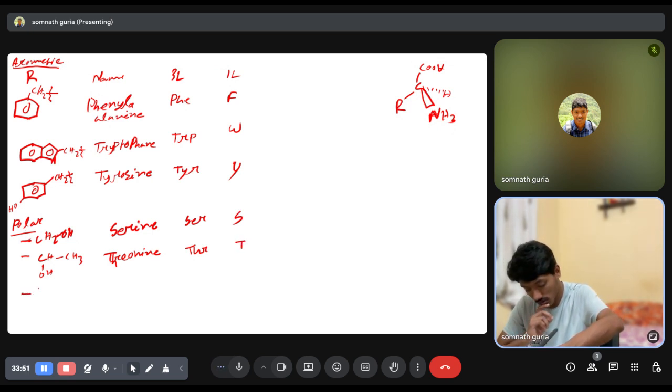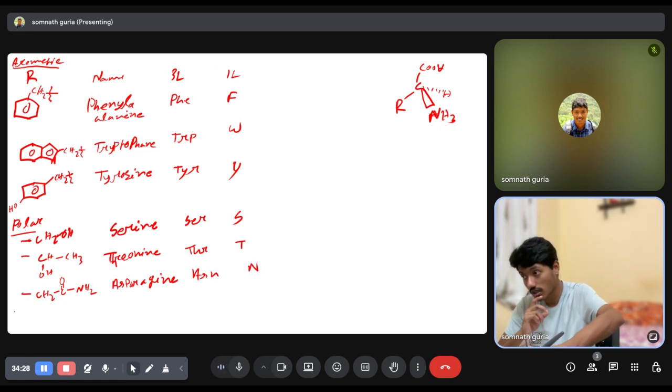Now another group: this is the CH2, C double bond O, and this is the NH2. This is called asparagine. What is the three-letter code? ASN, and one letter code is N.